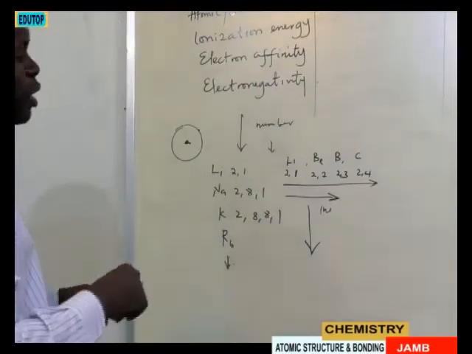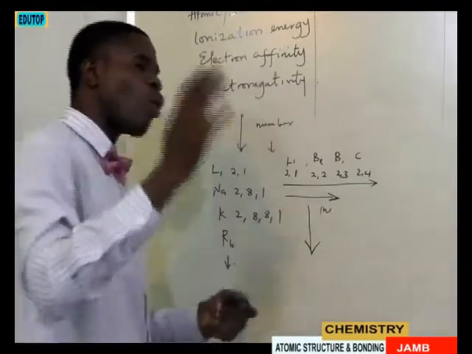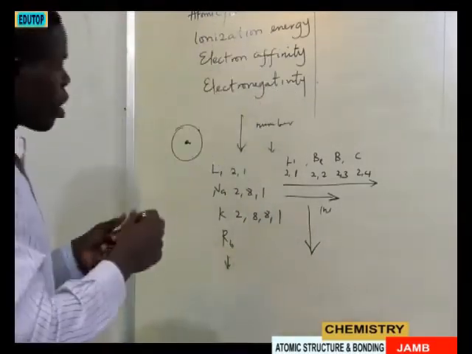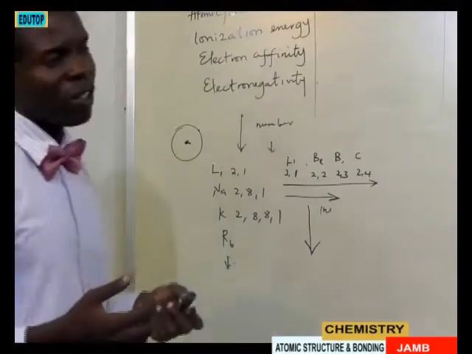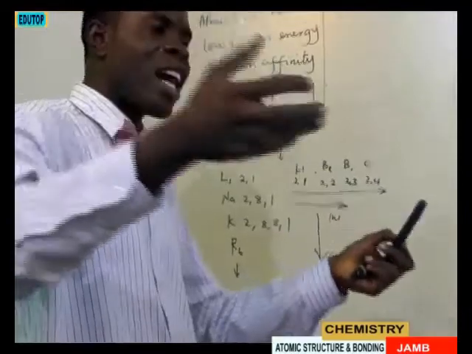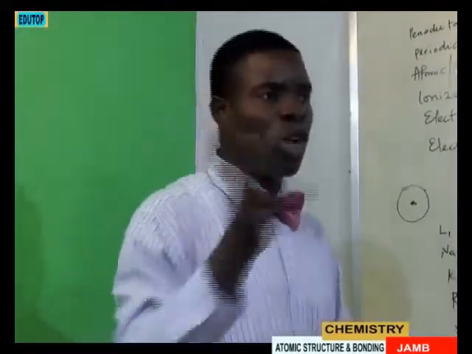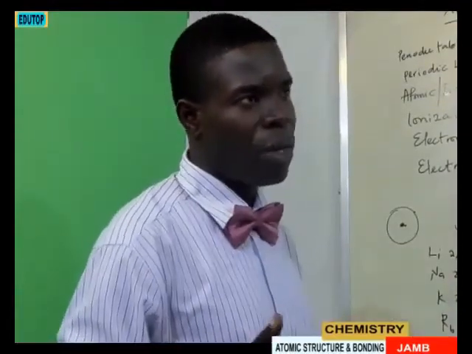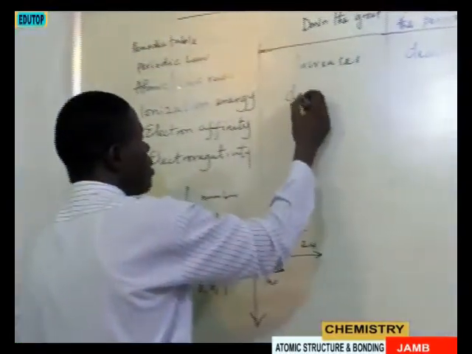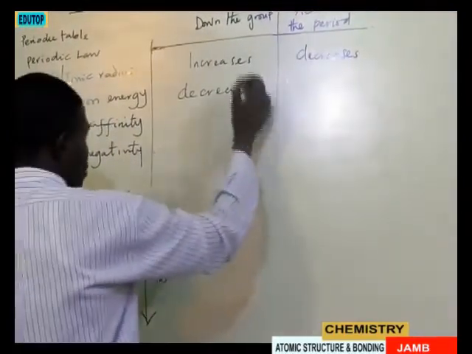So what is the effect of that? That means the valence electron can easily be knocked off, since the proton is positively charged and the electron is negatively charged. And as the distance increases, the attraction becomes what? Lesser. And as the attraction becomes lesser, such an electron can easily be knocked off. And so ionization energy will decrease down the group. It decreases down the group.